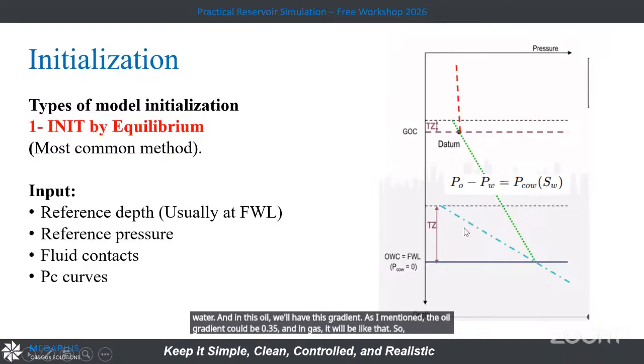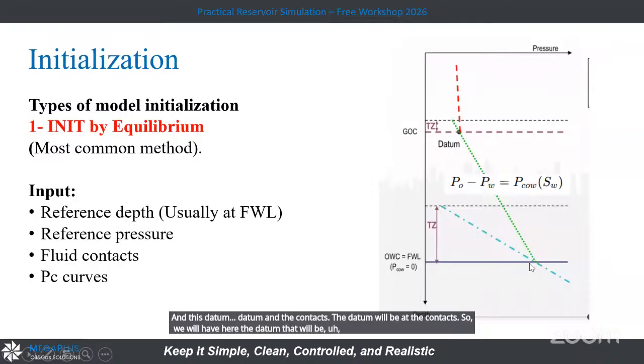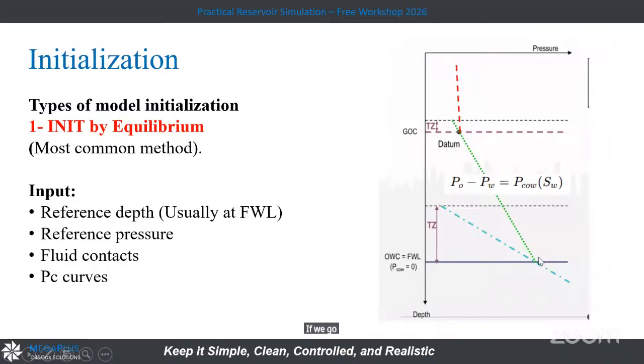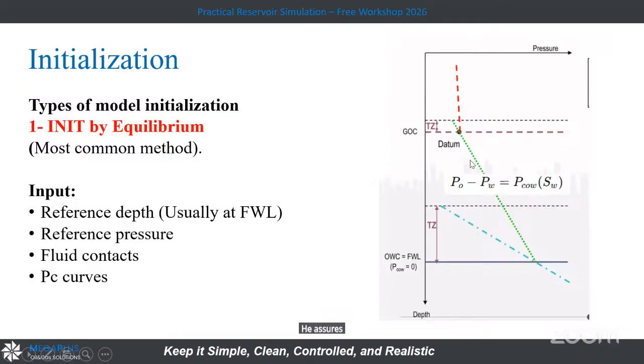So in saturation by initialization, we will put here a datum, and this datum is at the contacts. The datum will be, as an example, 4,000. If we go deeper, the pressure will increase by 0.45, and if we go shallower, the pressure will decrease by 0.35. Then we will put another datum for the gas oil contact here, so it will distribute the saturation and the pressure according to the datum and the pressure that I give.